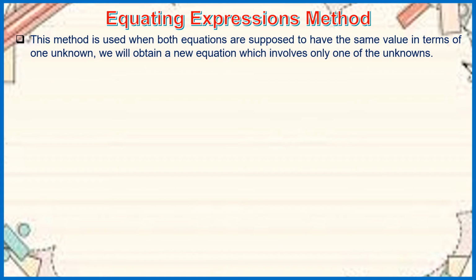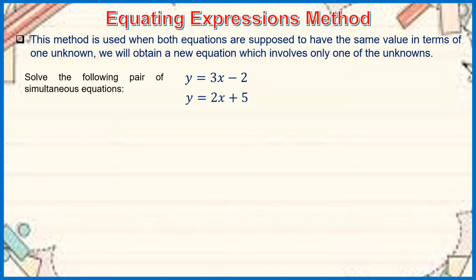Now let us have the equating expressions method. So when do we use the equating expressions method? This method is used when both equations are supposed to have the same value in terms of one unknown. We will obtain a new equation which involves only one of the unknowns. So supposing we have to solve the following pair of simultaneous equations, y = 3x - 2 and y = 2x + 5.